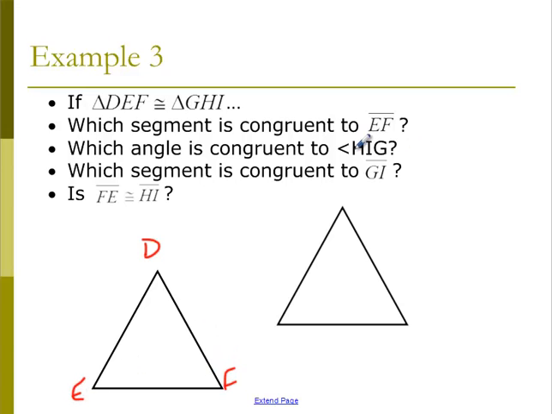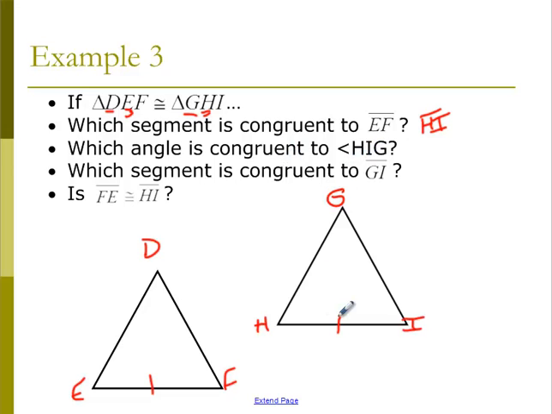Now, you really could name this one in any particular order, but since DEF is congruent to GHI, I'm going to get D and G to be in the exact same spot. I'm going to get E and H to be in the exact same spot, and then I and F. So which segment is congruent to EF? Since EF is this one on the bottom, HI is the other one on the bottom. So if you line the pictures up properly, you can orient yourself as to left, right, and bottom.